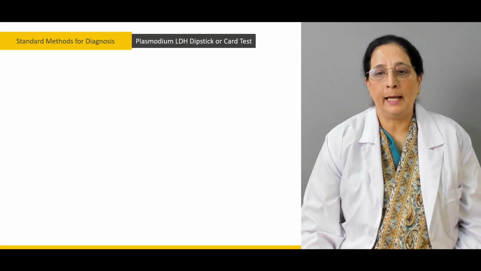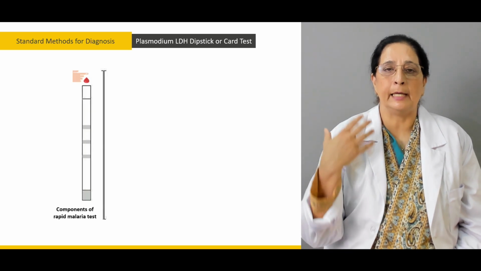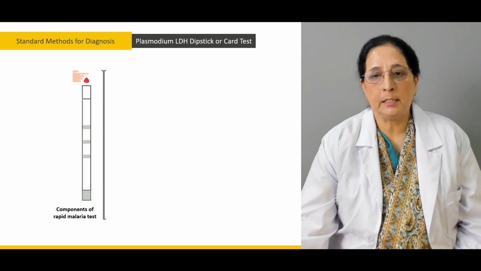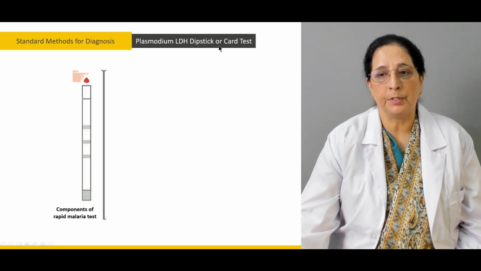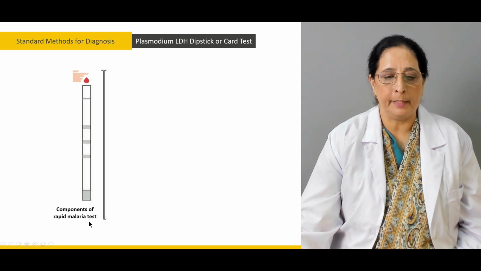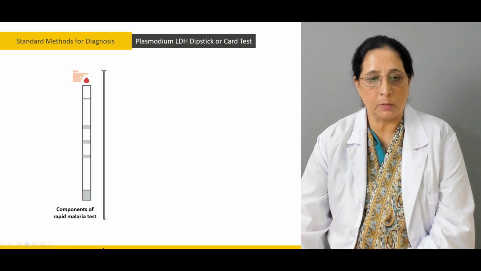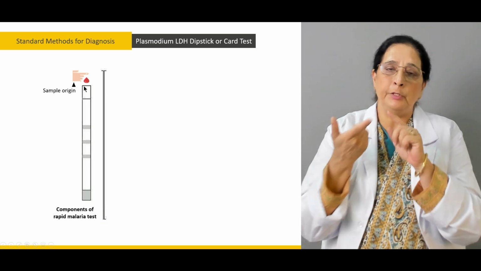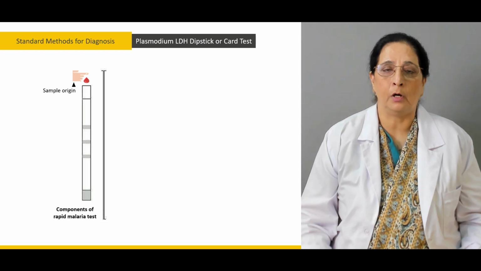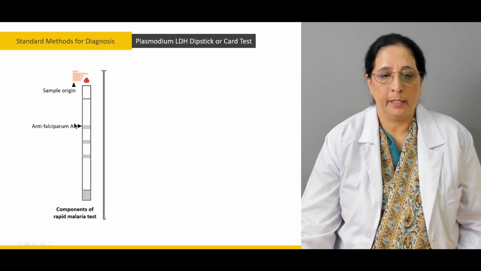Next, plasmodium LDH dipstick or card test. These are all very rapid tests that can tell us rapidly whether the patient has malaria or not. So in this plasmodium LDH dipstick or card test, that's how the rapid malaria test strip looks. These are the components one by one. This is the sample. Usually a drop of blood from the fingertip is obtained and it's put on the strip.